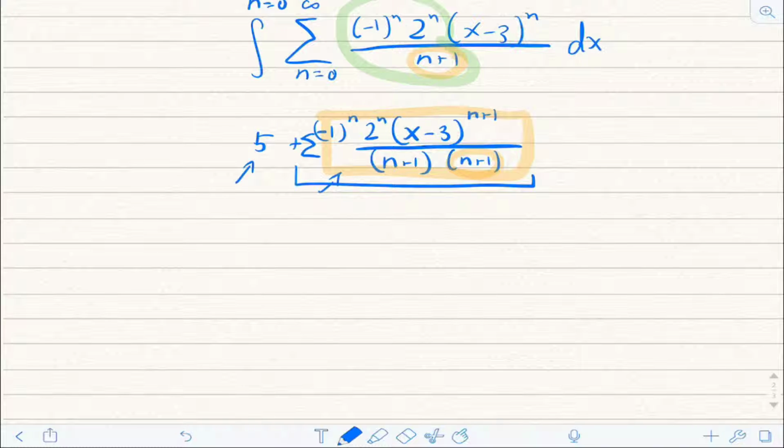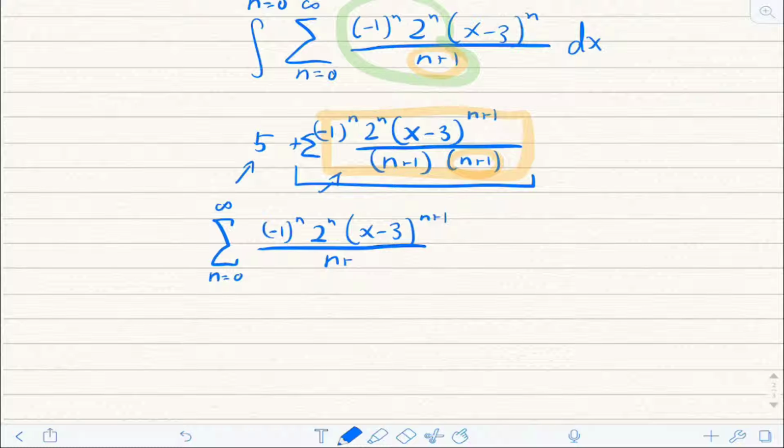Okay, now with that done, I'm going to clean this up a bit. So sigma notation, n is equal to 0 goes to infinity, of (-1)^n 2^n (x - 3)^(n+1) over (n+1)^2. Now that we have our sigma power series dealing with g of x, I could say this is going to be equal to g of x, and then plus 5 in a sense. Where does this converge?